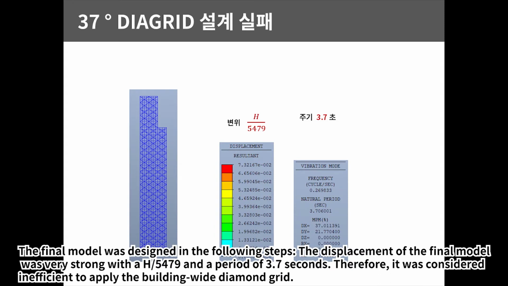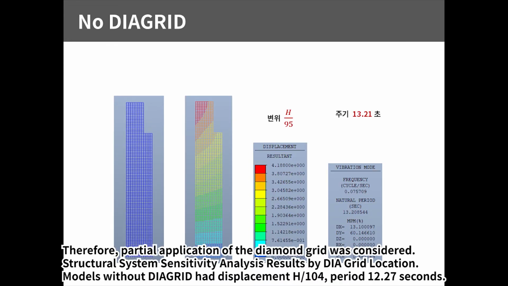The displacement of the final model was very small, at H/5479, with a period of 3.7 seconds. Therefore, it was considered inefficient to apply the building-wide diamond grid. Therefore, partial application of the diamond grid was considered. Structural system sensitivity analysis results by DIAGRID location.